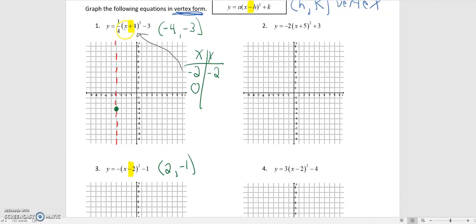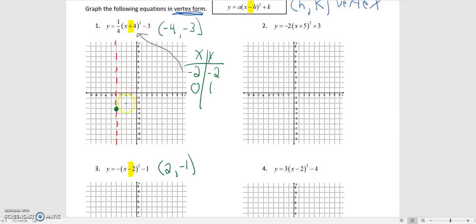Over here, if I do 0, that's going to be 0 plus 4 gives me 4. If I square that, that's going to give me 16. 16 times 1/4, again, you could do that on your calculator. I'm going to tell you right now, gives you 4. And then -3 gives you 1. So now I have those 2 points, and I can go ahead and graph those.